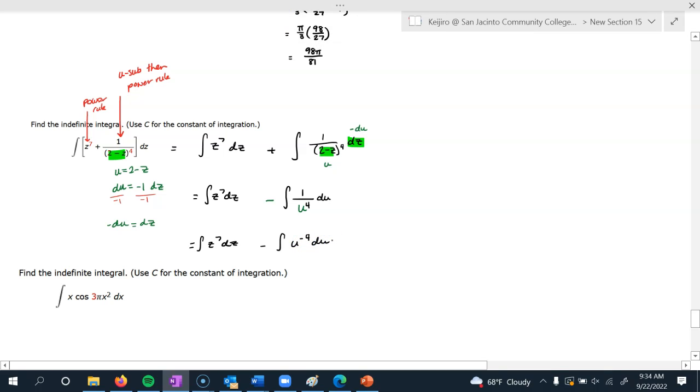Right, so once the u substitution is done, it's just a power rule. You're going to take both the first integral, the one that's in terms of z, raise the power by 1, divide by the new power, and you're also going to take the second integral, which is in terms of u, and raise the power by 1, divide by the new power.